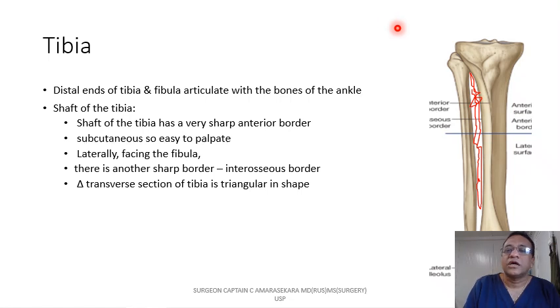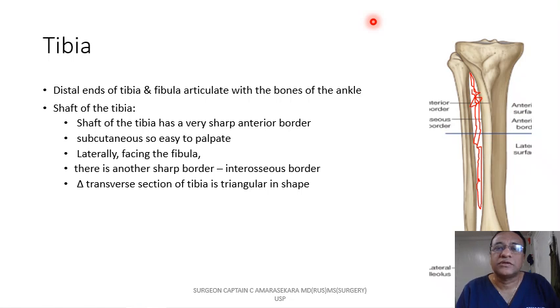Another important thing: if you do a transverse section of the tibia, it is triangular in shape. It's an important geometric characteristic, and it helps us in interpreting cross-sectional imaging, and also helps us plan our dose distribution around the bony contours. Because there is a sharp border anteriorly and it's a triangular-shaped bone, you should plan accordingly.